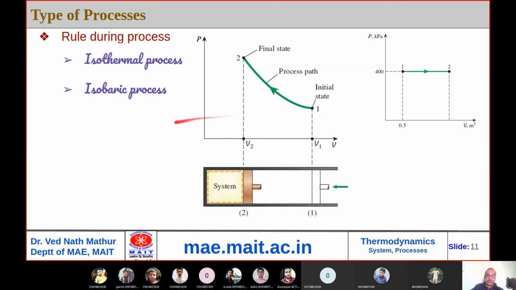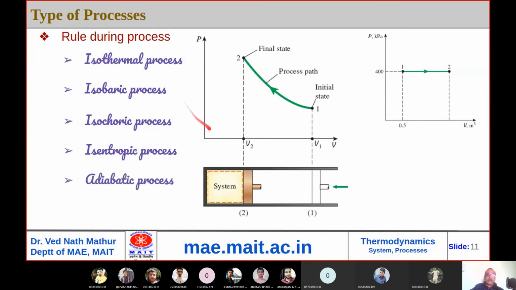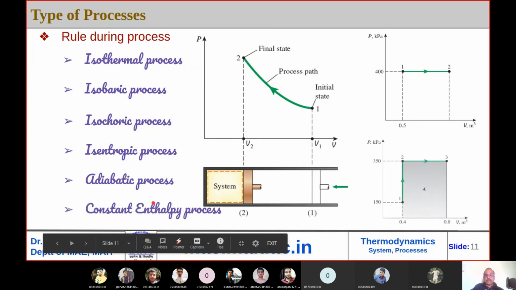The other can be an isochoric process where volume remains constant, or an isentropic process where the entropy during the process remains constant, or an adiabatic process when there is no heat transfer during the entire process, or a constant enthalpy process. So these are different processes.